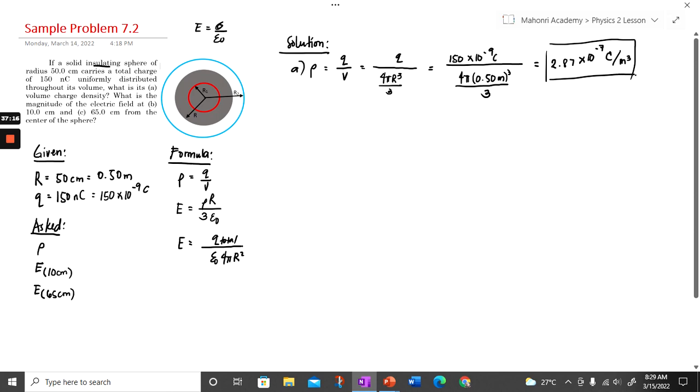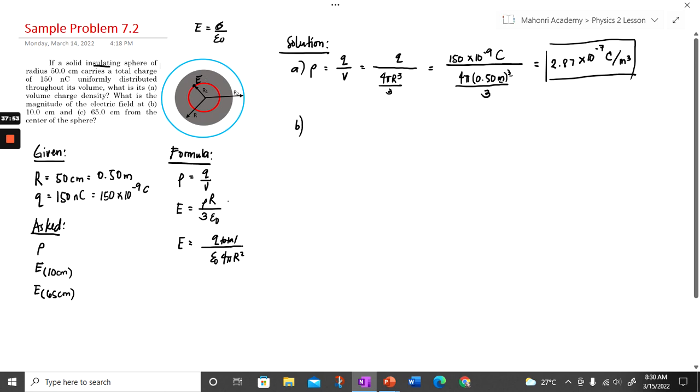That is the unit for rho, and that makes sense because you have your coulombs here and then your cubic meter there. So that is the volume charge density. So after solving for volume charge density, now we can actually solve for our electric field. So what is the electric field at R1 here?